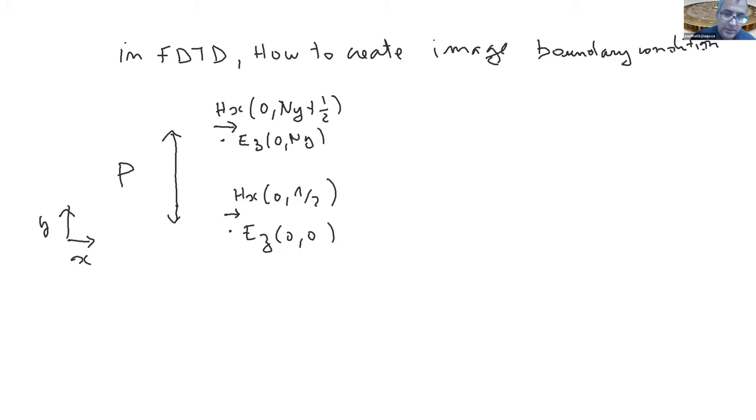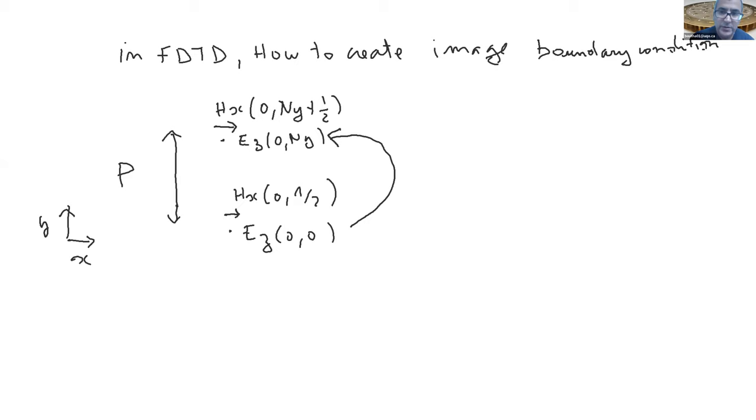Okay. Thank you. So suppose the first cell is EZ 0, 0, and then HX 0, 0.5. All of this is in the first cell. And the last cell in the Y direction is EZ 0, ny and HX 0, ny + 0.5. So how can we modelize the image? We say that this EZ 0, 0 is equal to that one, because that one is already in the computational volume, EZ 0, ny.